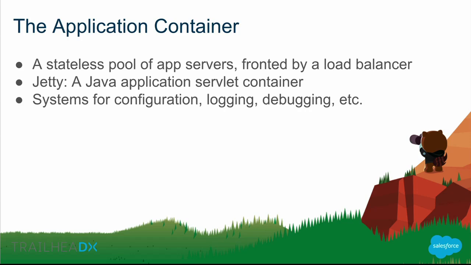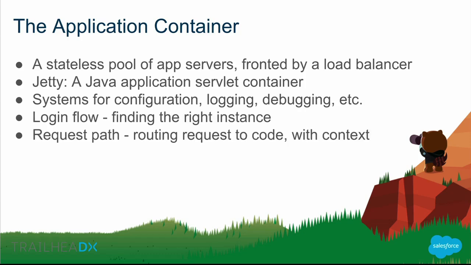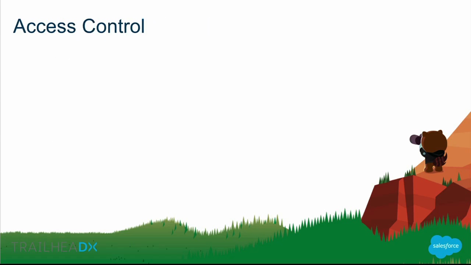And then within this, there's a whole bunch of other systems that live in here for things like configuration and logging and debugging, kind of all live within this application container. I'm going to skip the login flow thing for sake of time, but that's the basic function here, right? The request path from I want something out of Salesforce to what do I get back, okay? That's what the application container's job is, okay?